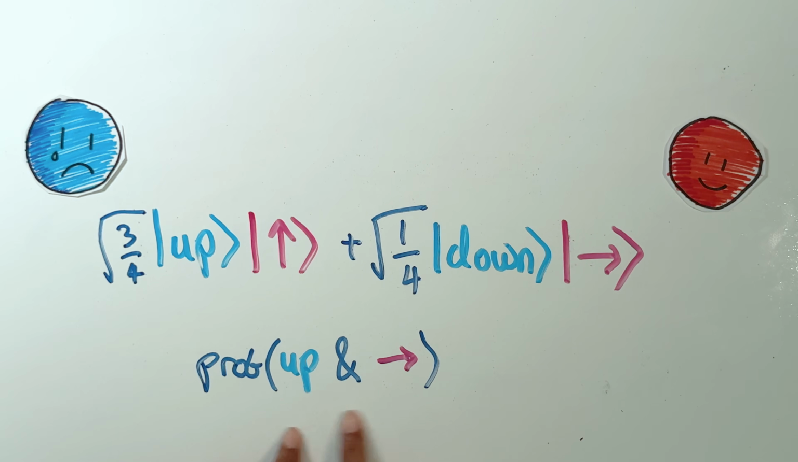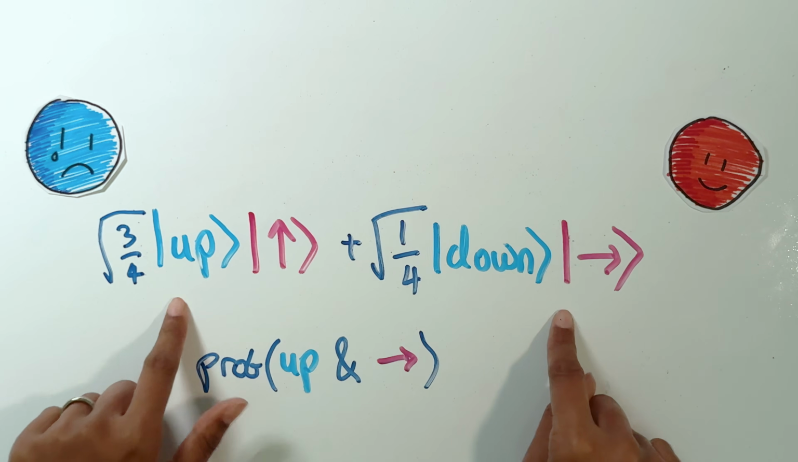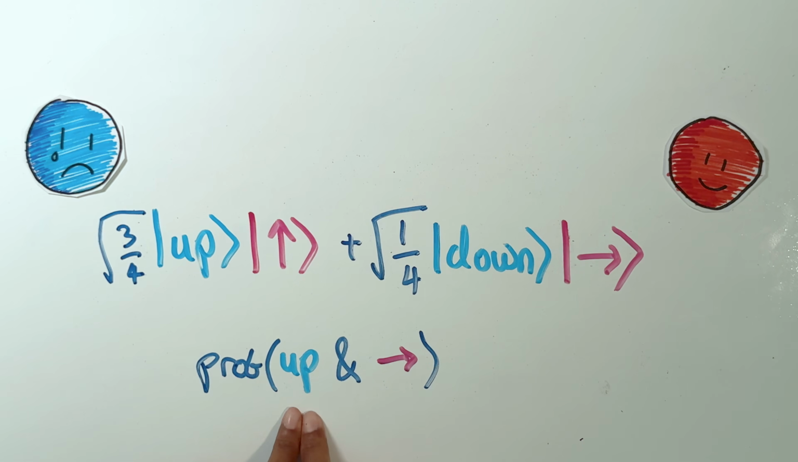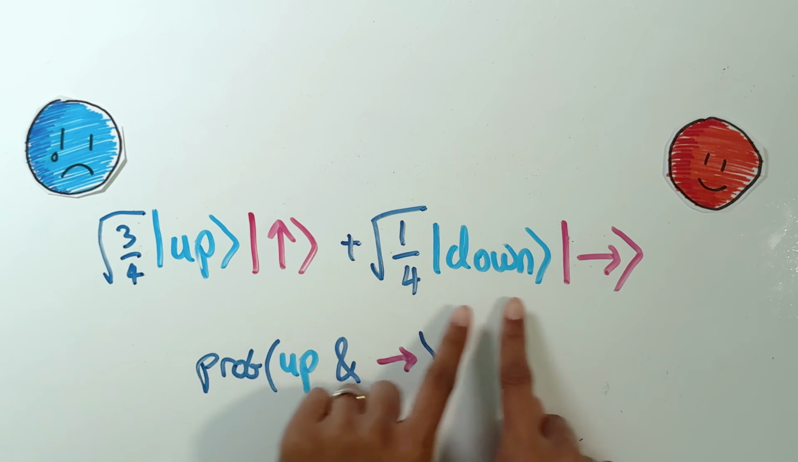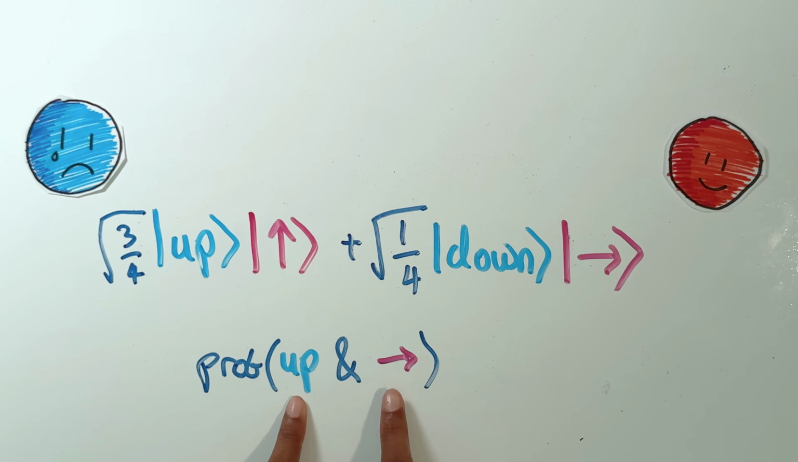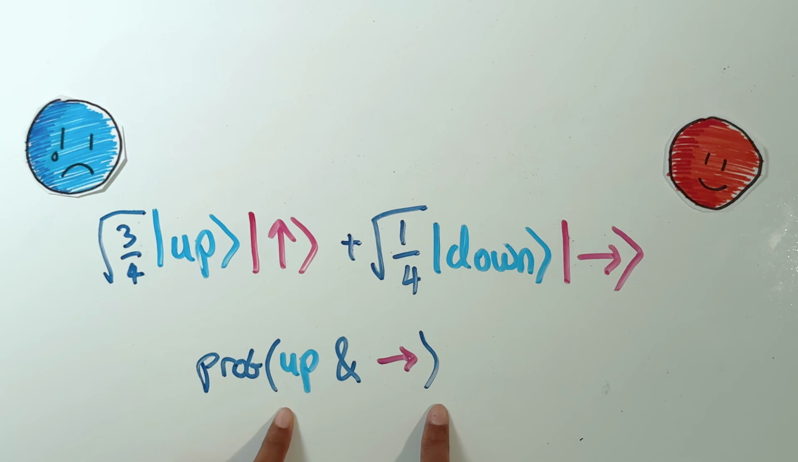Let's say I want to find out what is the probability of getting both up and horizontal. Just intuitively, what do you think this probability should be? Because if you look at this state, there is no part that's both up and horizontal at the same time. There's up and vertical, and there's down and horizontal, but no up and horizontal. And yet, we just said that the probability of getting up is 3/4, and the probability of getting horizontal is 1/4. So shouldn't we just multiply those two together to get this probability?